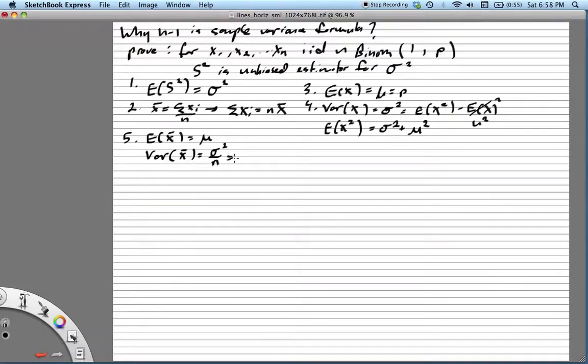Okay, and we know that by the definition of variance, this is the expected value of x bar squared minus the expected value of x bar, squared, which is mu squared. And we can go on to say that the expected value of x bar squared is equal to the population variance over n plus mu squared. Beautiful. We've almost got everything we need to get started here.